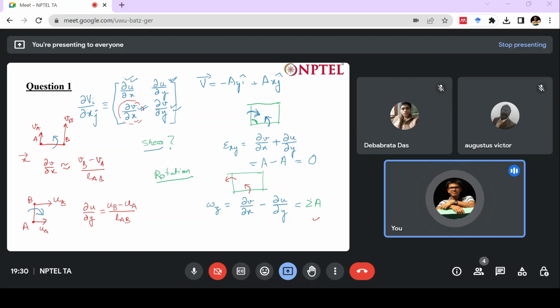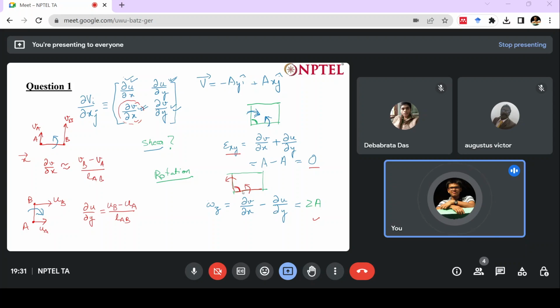So this whole rectangular element is not deforming. None of these lengths are changing. How do you know that? Because linear deformation is zero in both the x and y directions. So this length is not changing. What is happening to this angle? This is also not changing, because the shear component is zero. We have found out that the shear is zero. So the only thing happening is that this whole rectangle is undergoing a rotation.